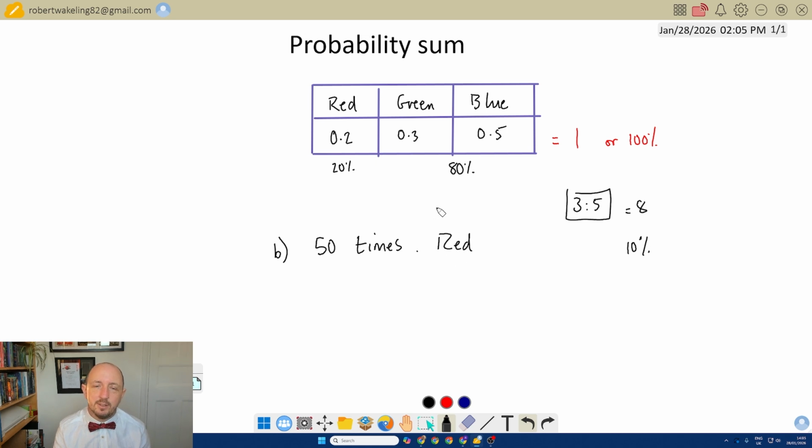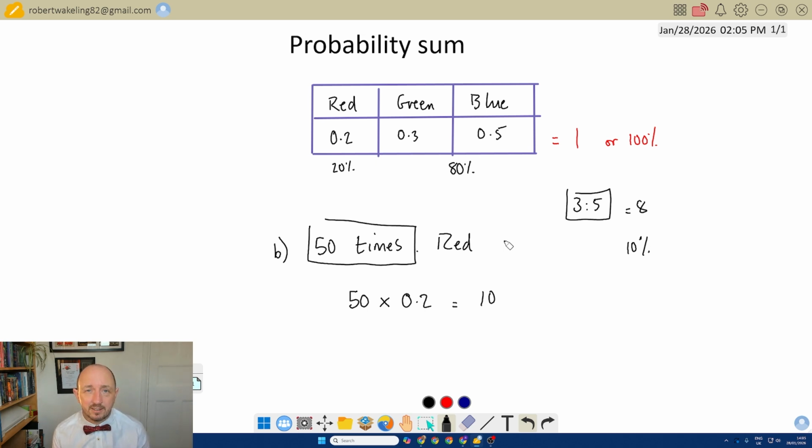And all we do is take the experiment that we're doing, so we're doing it 50 times, so it's 50 times, and then the red 0.2. Okay, put that in your calculator, work that out. That is just 10. So we'd expect to see 10 reds, and then we could work out the greens and the blues. That doesn't mean we're always going to get 10 because of the probability, but that's what we would expect. So that's the sort of theoretical side of things.